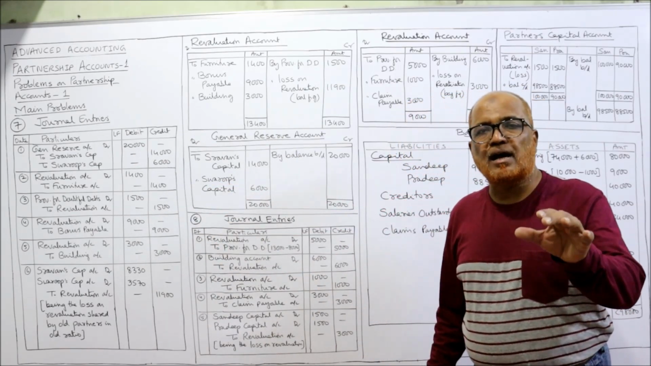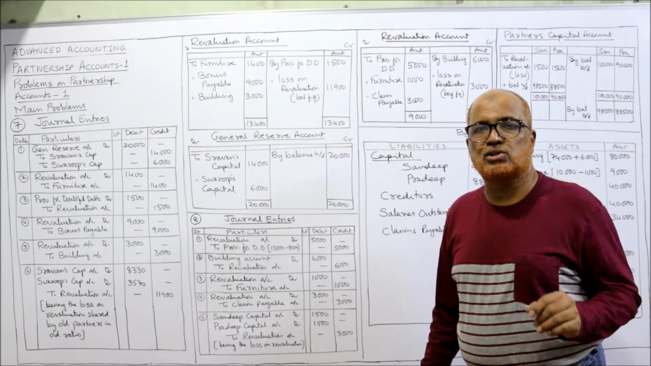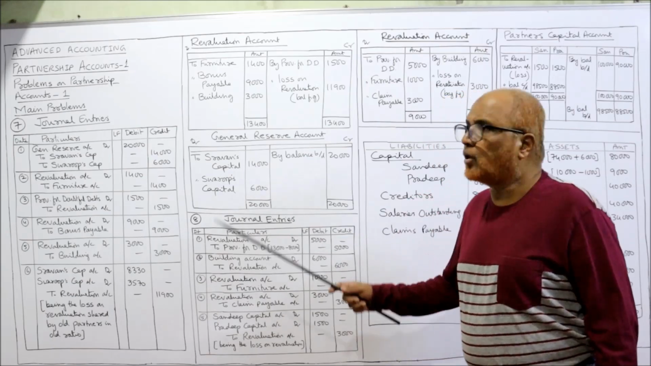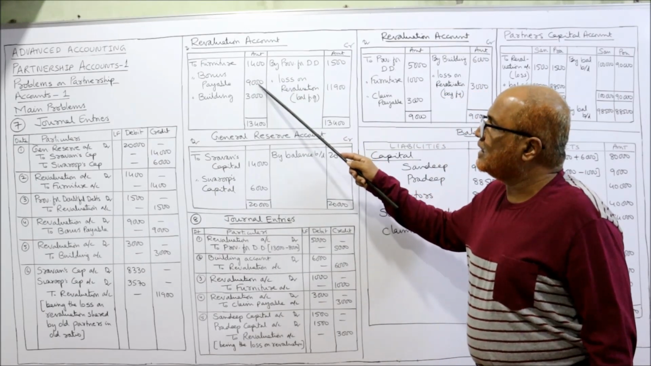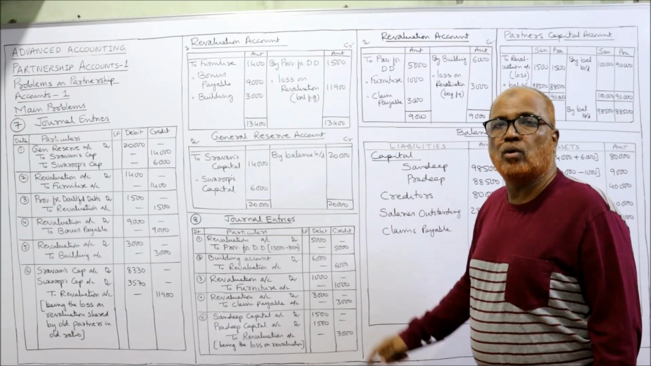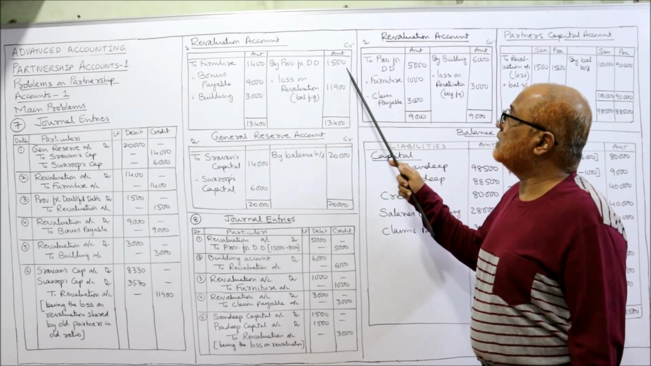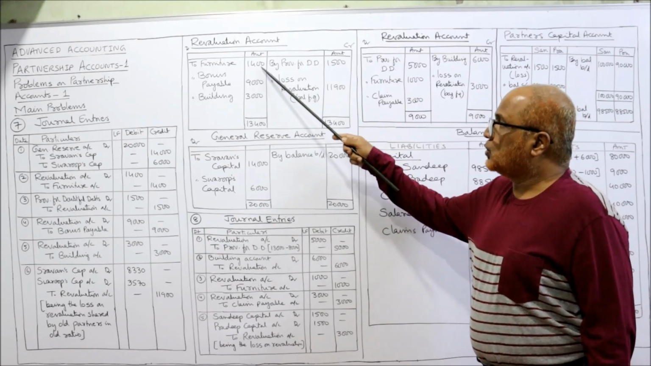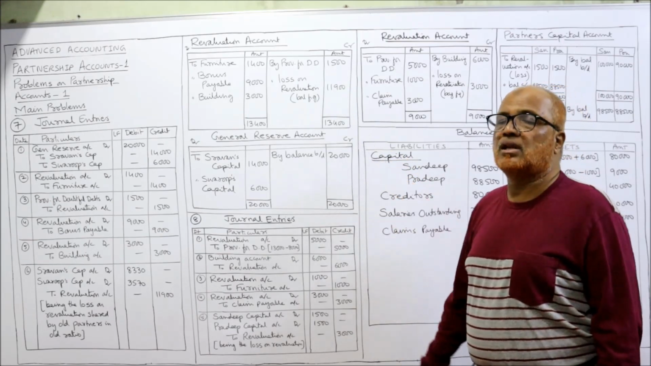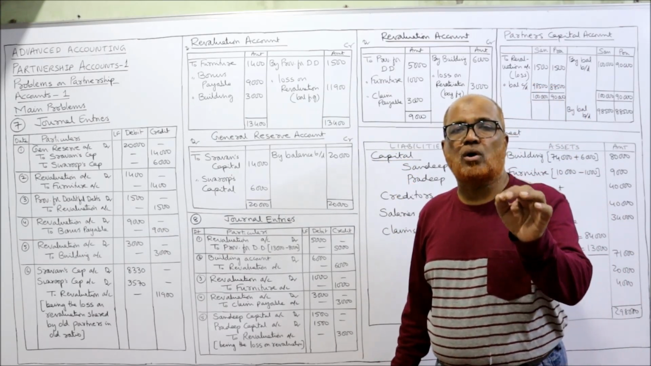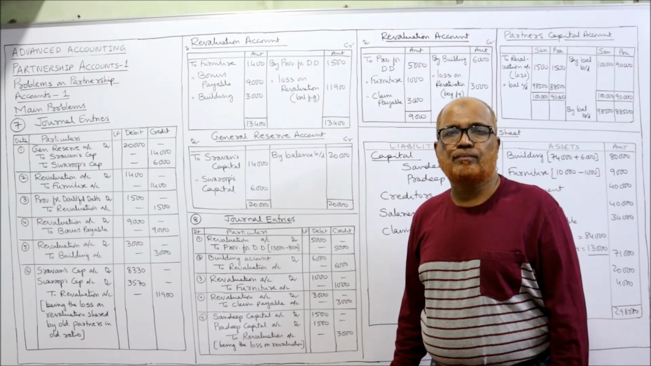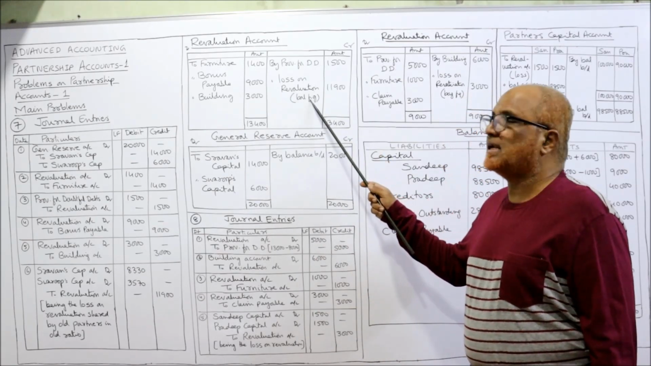Now if debit side is more, there is a loss. If credit side is more, there is a profit. So if you observe here, 1,400, 9,000, 3,000, total 13,400. The debit side is more. Credit side only one item is there, 1,500. So the total is 13,400 minus 1,500. You will get 11,900. This is the loss on revaluation.